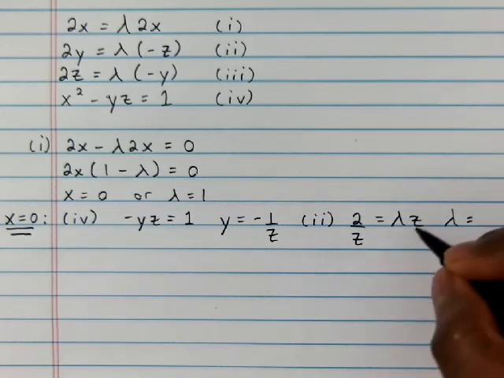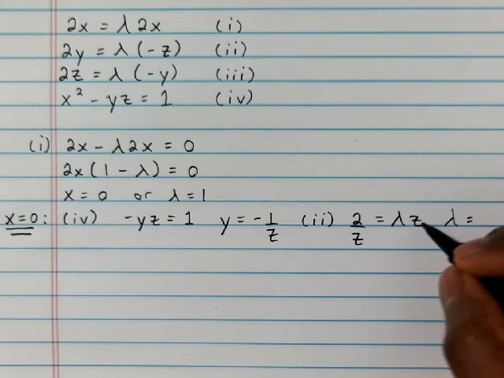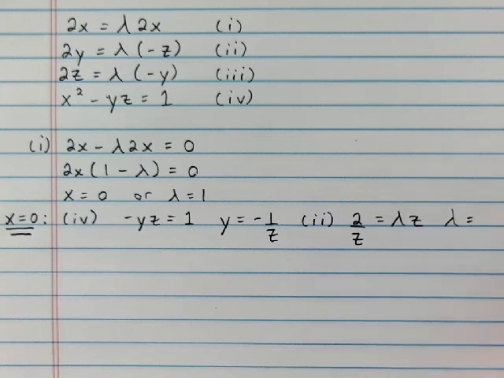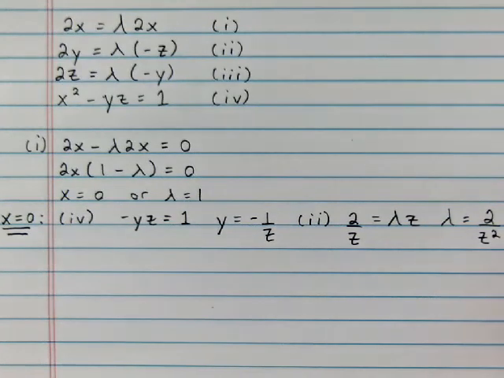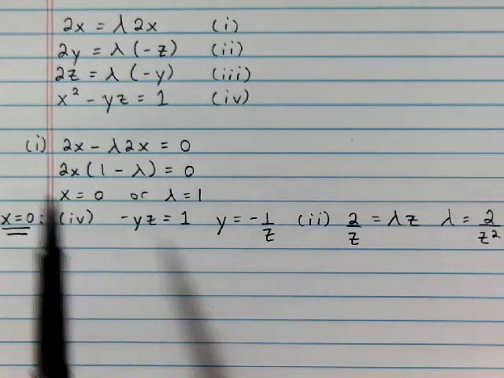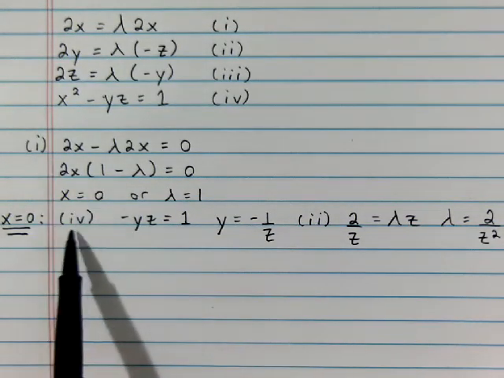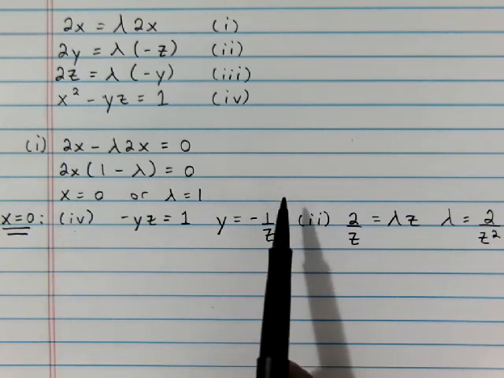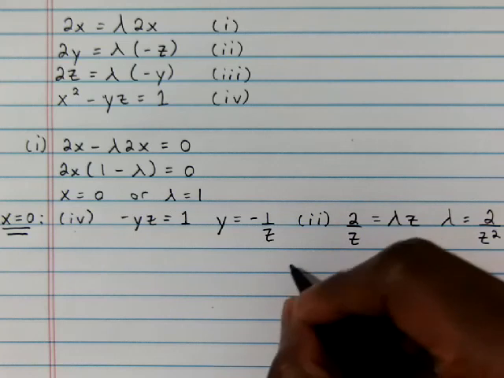I'm sorry, I am dividing both sides by z in this scenario, and I already know that z is not 0. So this gives me lambda equals 2 over z squared. All right. So now I've used 1, I've used 4, I've used 2. The only thing I have left now is to use 3. So I'm going to take this and put it into 3.